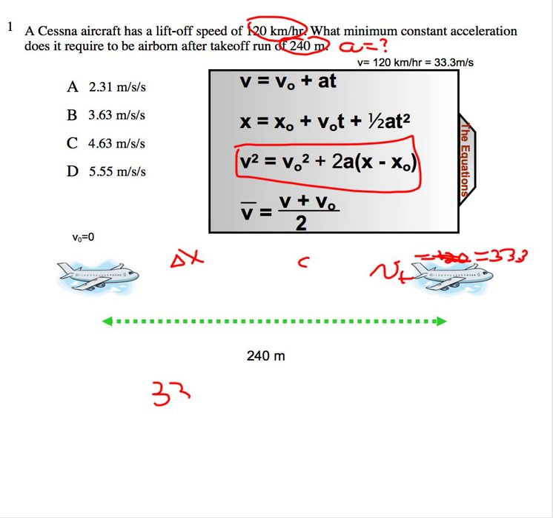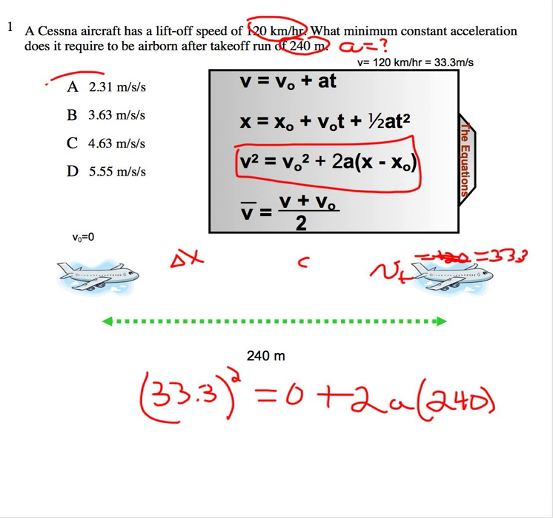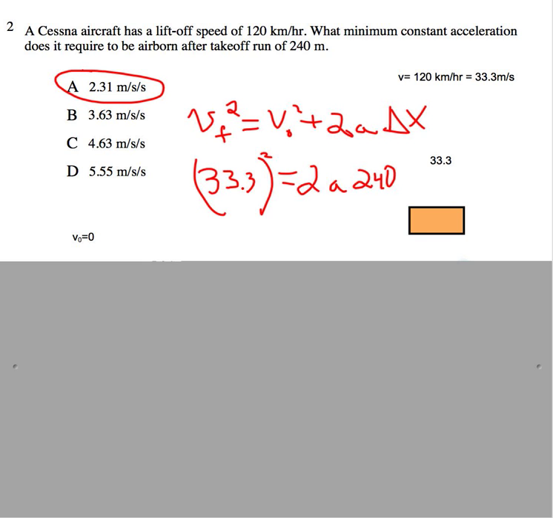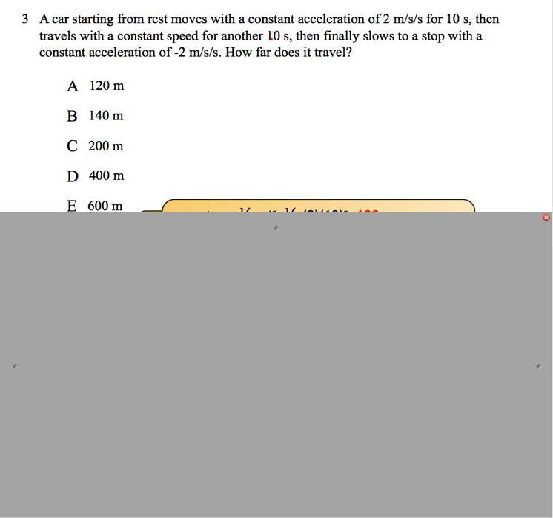So this is the equation we're going to use. V final squared, which is that number squared, equals V initial squared, which is 0, plus 2a delta x, being 240. And if you solve this equation for a, you will get this answer.